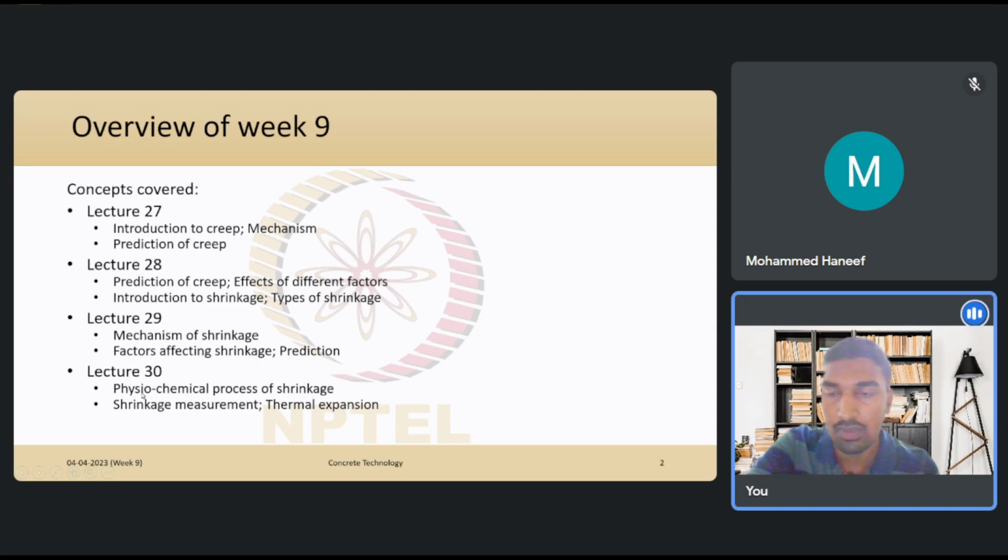some physicochemical processes behind the shrinkage, in terms of the vapor pressures, and also the different mechanisms that explain shrinkage. And also we saw different methods that can be used for measuring the shrinkage, like the ring test, or the method suggested by the IS code. And finally we concluded with thermal expansion.